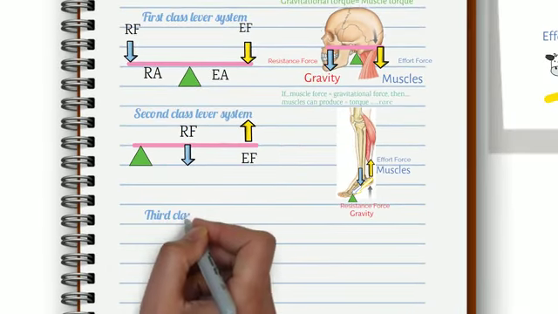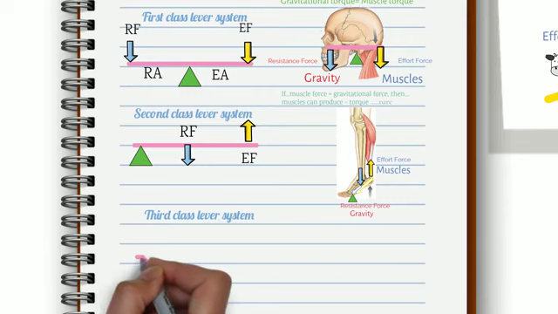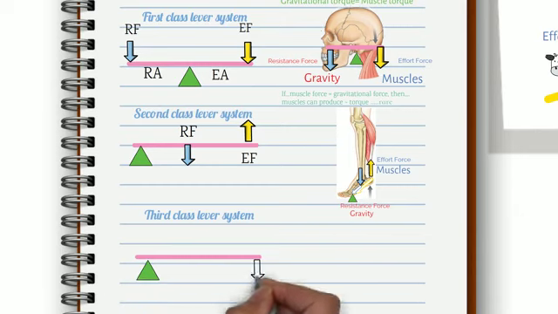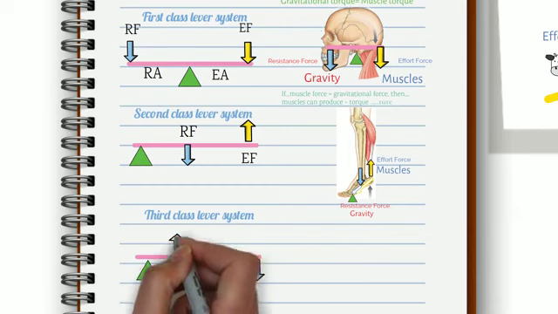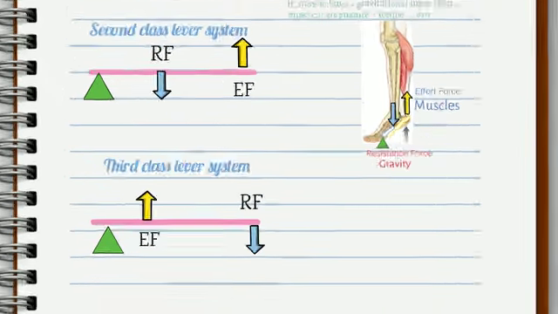Okay, finally let's take a look at the third-class lever system. There are two main features. The axis of rotation is once again at the end of the lever, and now the resistance force is further away from the axis of rotation than the effort force.